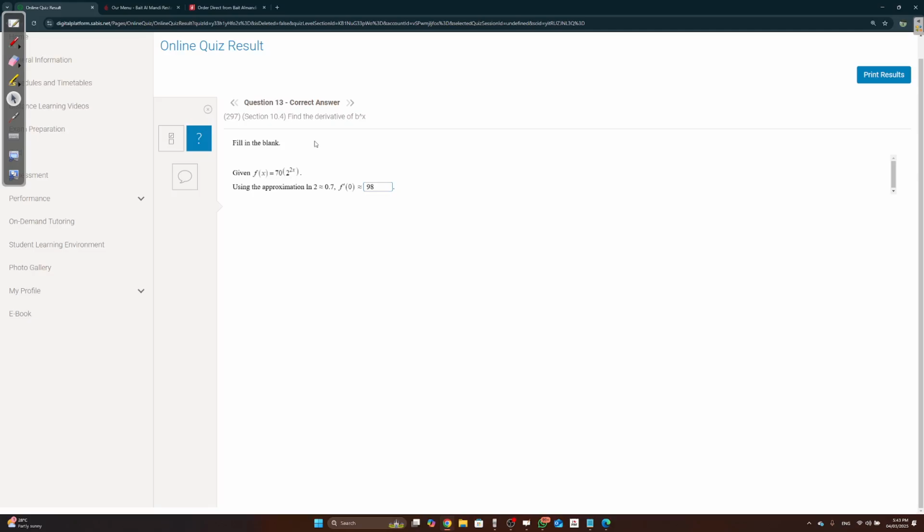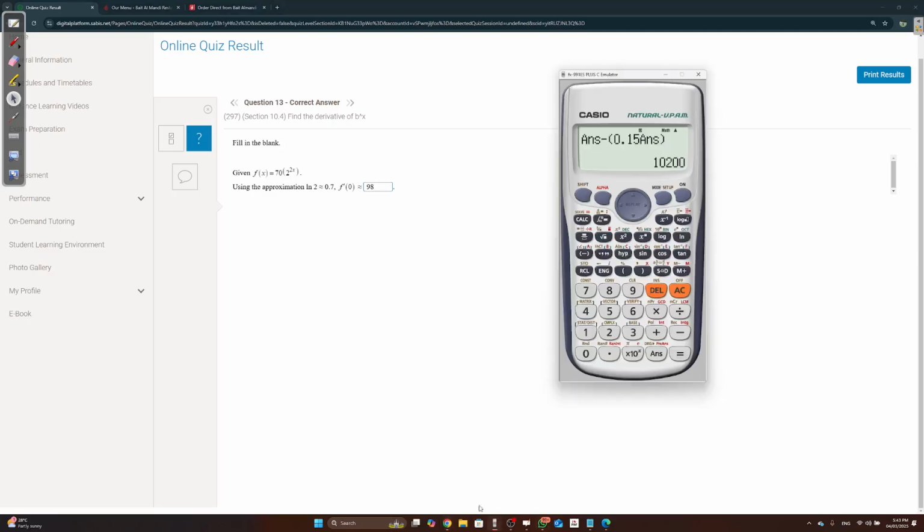Given f of x is 70 times 2 to the power of 2x, using the approximation ln 2 is approximately 0.7, what is f prime of 0? If you put this in a calculator, I think some people are going to think they're smart. They're going to take 2 to the power of 2x and put in 0. You see, you're going to get this. So if you think you're smart and you go get your calculator and do it, that ain't gonna work.